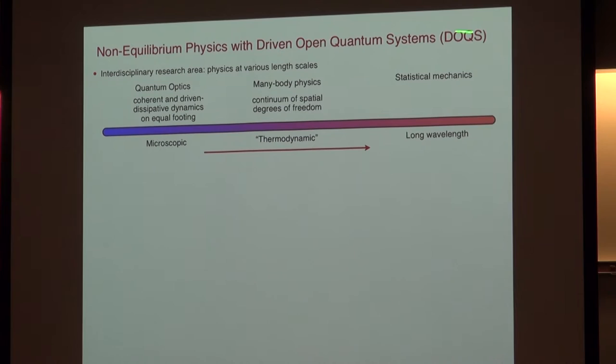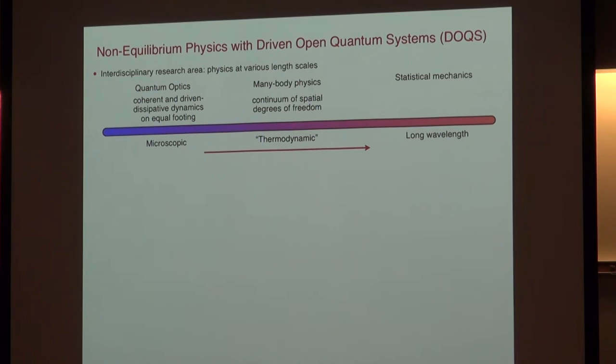On the other hand, and that makes it very different from quantum optics, these systems really have this spatial continuum of degrees of freedom. That brings this much closer to the realm of many-body physics. And this unique and rather recent combination makes it possible for us to ask questions even at the asymptotically largest distances in these systems, connecting us to the realm of statistical mechanics.